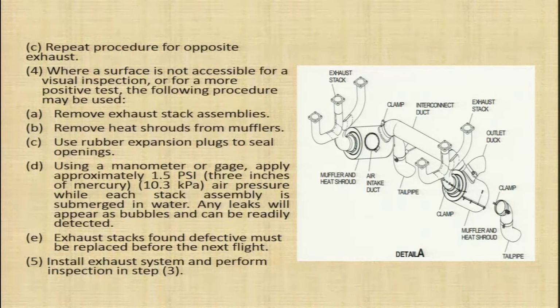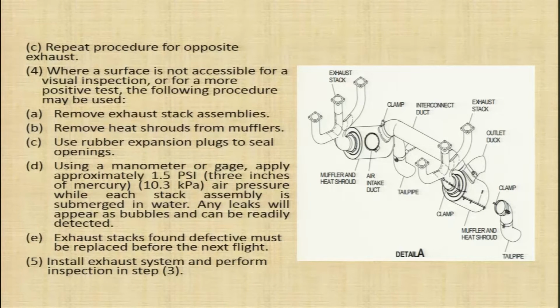Using a manometer or gauge, apply approximately 1.5 psi air pressure while each stack assembly is submerged in water. So, with each stack assembly submerged in water and 1.5 psi pressure applied, the complete system sealed and submerged in water, any leaks will appear as bubbles and can be readily detected. Exhaust stacks found defective must be replaced before the next flight.